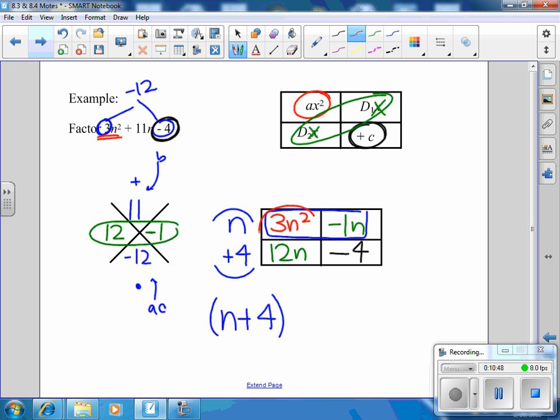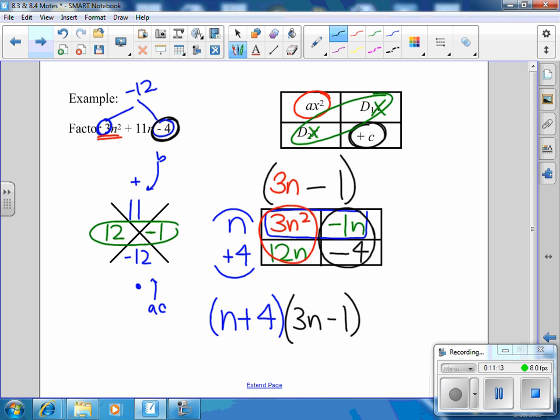And then you do the same thing top to bottom. What do 3n squared and 12n have in common? Well, they both have a 3, then they both have one n that I can take out. And then the next one, negative 1n and 4. They both have a negative, but number-wise, they don't have any numbers in common, so I have to pull out a 1. And this right here is my other term.